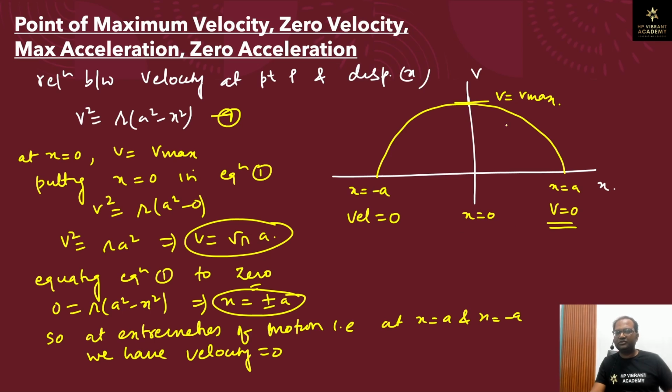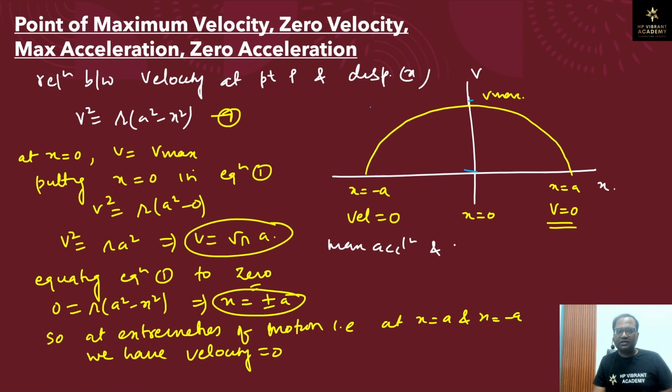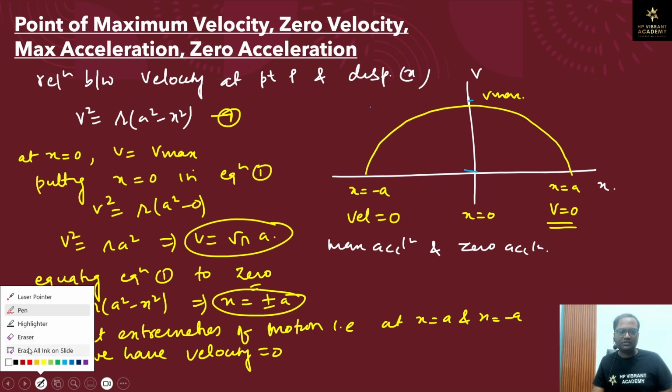And v is equal to max at x is equal to 0. So we have the point of maximum velocity at the center of force, and 0 velocity at the extremities, that is x is equal to plus or minus a. Now let us find the maximum acceleration and 0 acceleration.